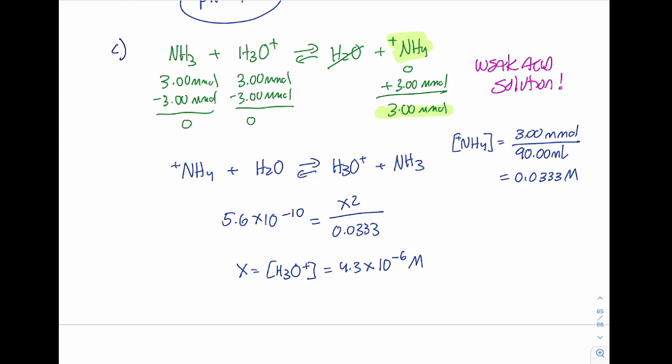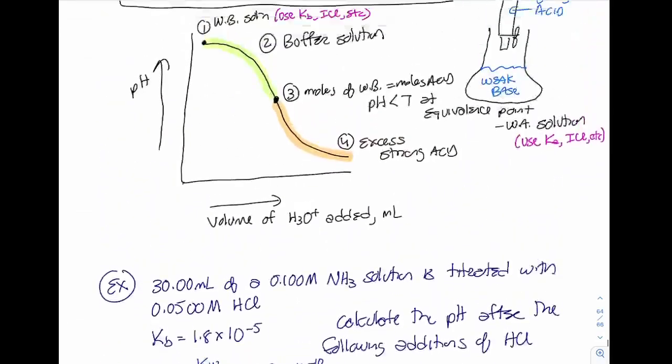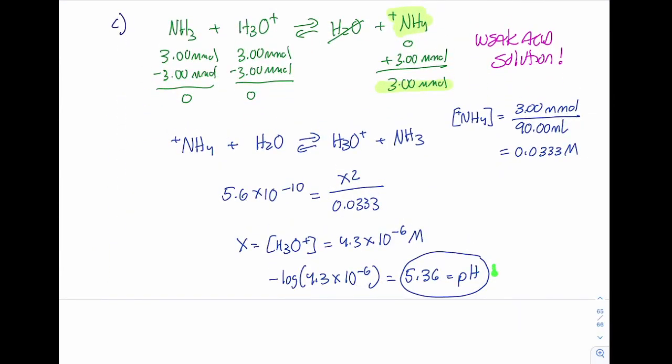And I just want to double check that real quick. And I got the same thing. pH is going to be the negative log of that number. And I got 5.36. We did say, if we go back up, we said that we expected our pH to be less than 7 at the equivalence point. And we did get a pH that's less than 7. So we don't know for sure that it's right, but we know that it's not for sure wrong, right?